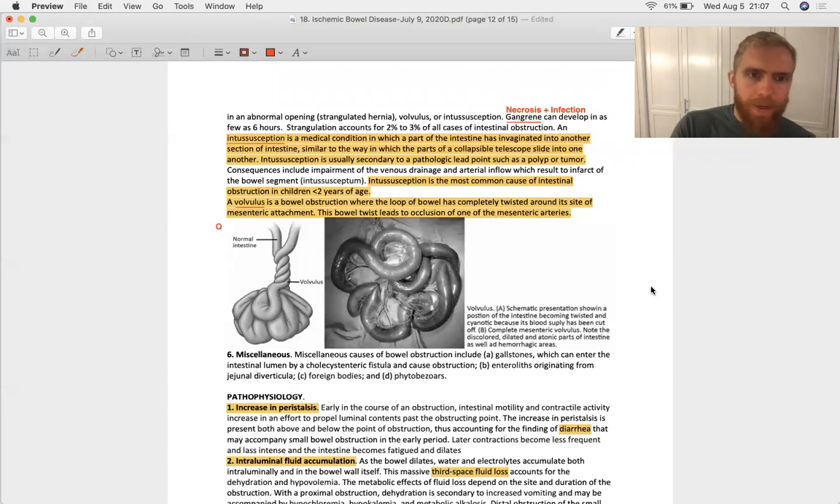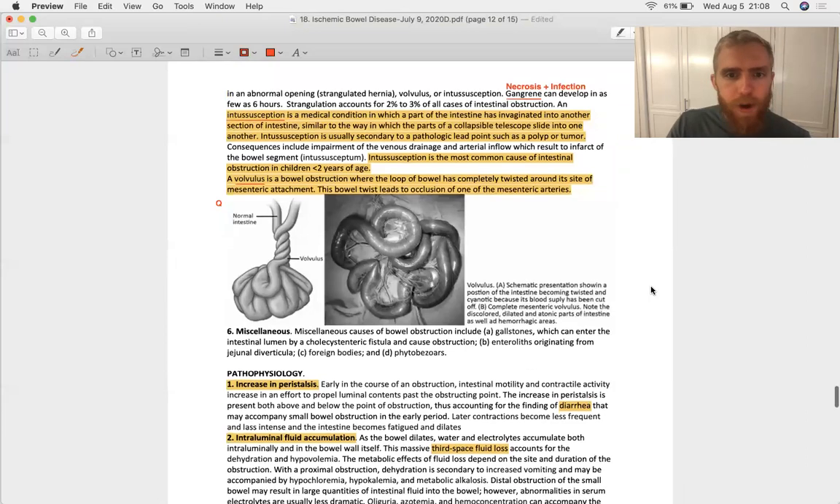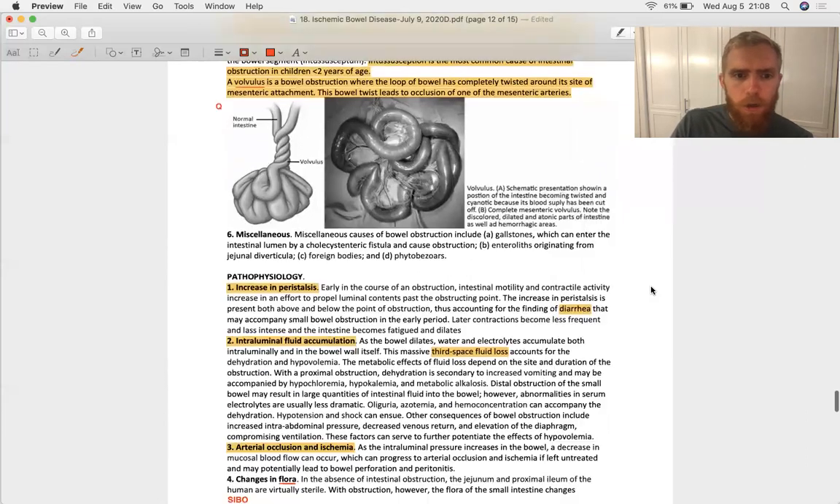And you want to be able to recognize intussusception and volvulus. I'm going to explain those. They're actually very self-explanatory.